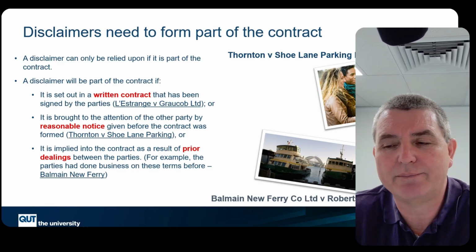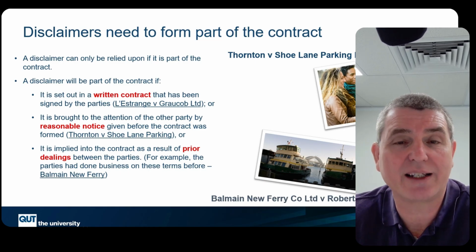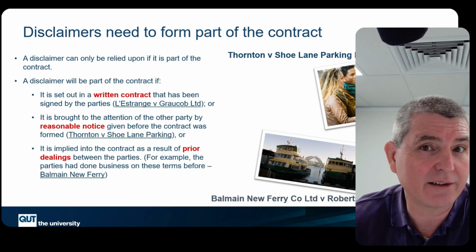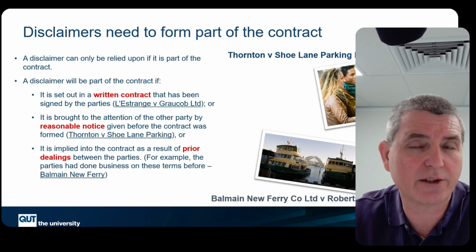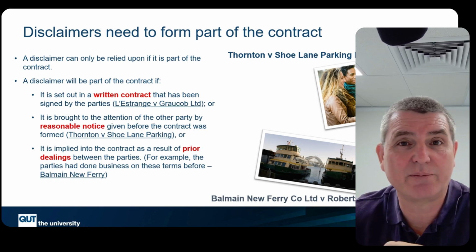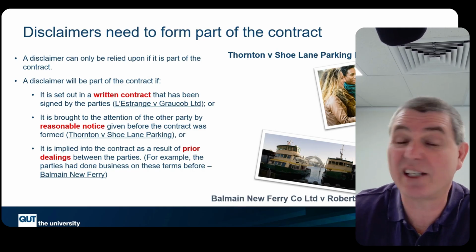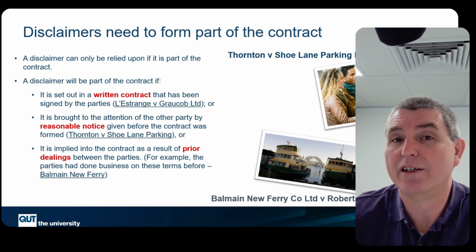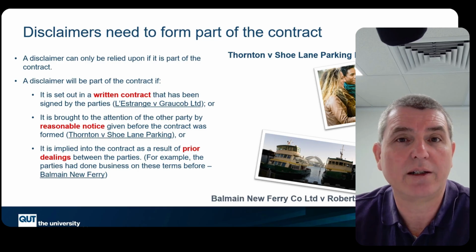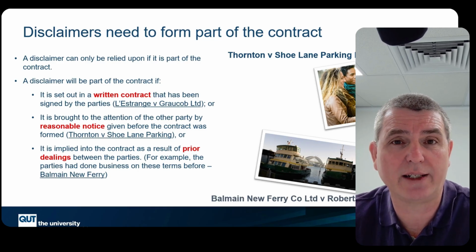The third way is if you have prior dealings. So if you regularly parked at a car park and they had a sign in the wrong spot, say it was in the lift or near the exit, right? You've already agreed and then you see the sign. Well, if it's just a one-off, then that disclaimer doesn't form part of the contract. You didn't have reasonable notice. However, if you see the sign every day, there's prior dealings, then you know about it. So there's actually 3 ways disclaimers can form part of the contract. It's in the written document, you were given reasonable notice, or prior dealings, and you're aware of it from prior dealings.